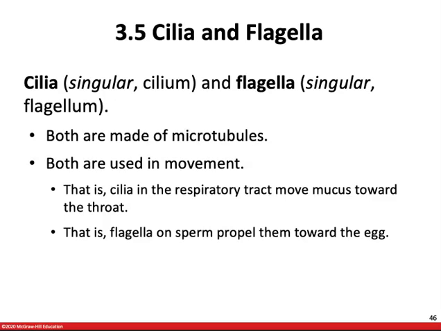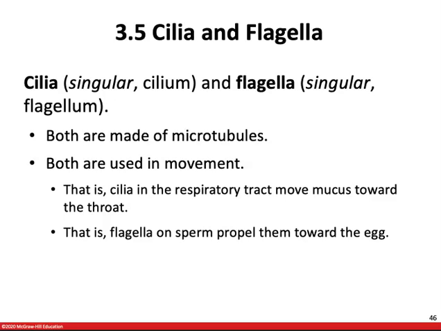This 9-2 pattern is used by all cilia and flagella. In eukaryotes, cilia are much shorter than flagella. Cilia move in coordinated waves, like a row of oars on a ship. They all move together, and we see them a lot in things like the cells lining your upper respiratory tract.